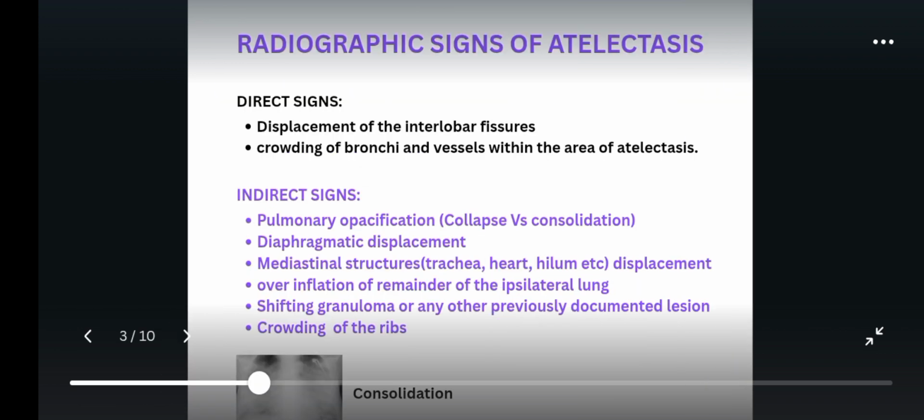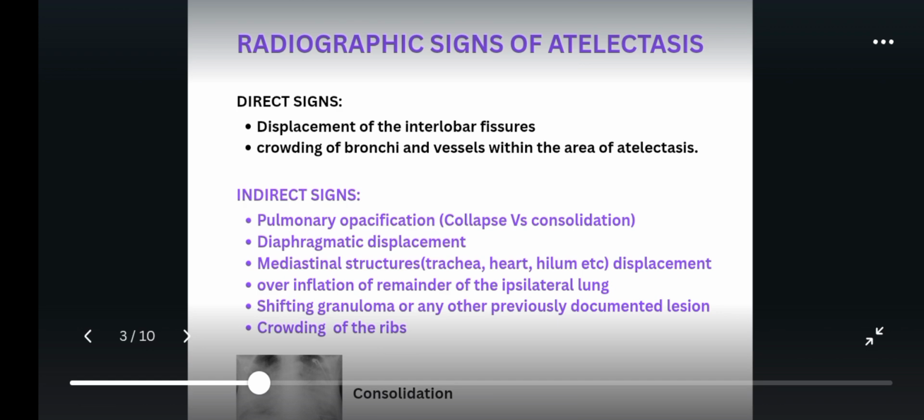Radiographic signs of atelectasis or collapse. There are two major signs we look out for: the direct signs and indirect signs. The direct signs are displacement of the interlobar fissures. We look for where the lobar fissure is supposed to be, and we'll see whether it is displaced and to what side. Then we'll look at crowding of bronchi and vessels within the area of atelectasis.